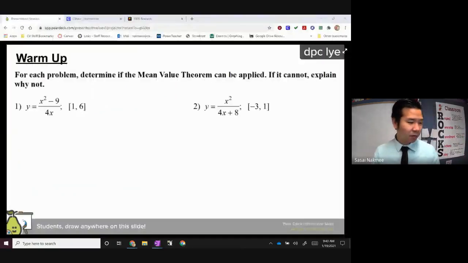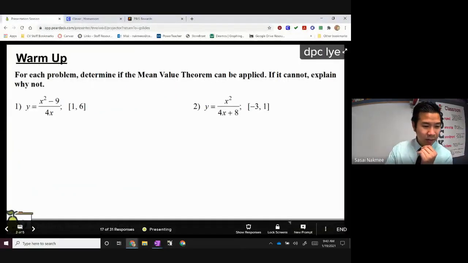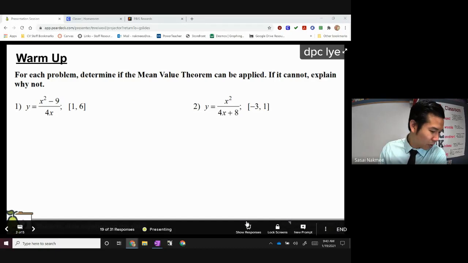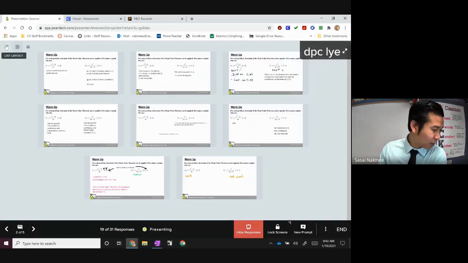So let's take a look at some of your responses here. How do you guys fill this out? What do you guys think? It is or it isn't? Yes or no? I'm just going to star some here. Let's take a look at some of your answers for the second one. I'm just going to pick some at random and see what you guys think.